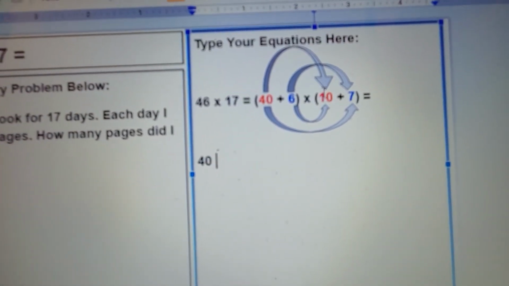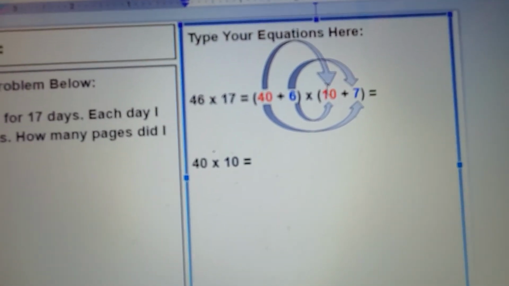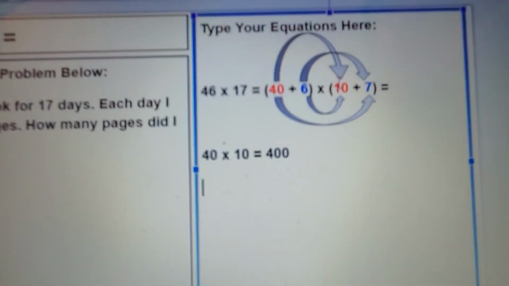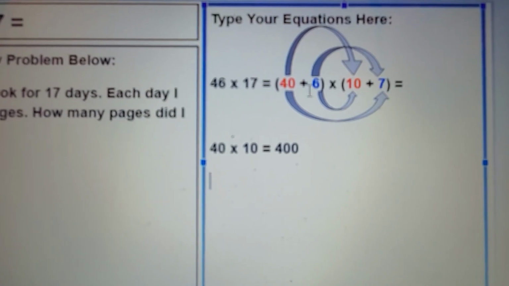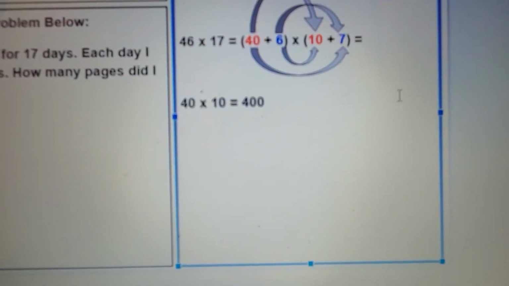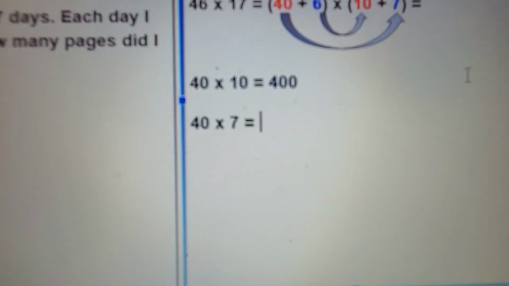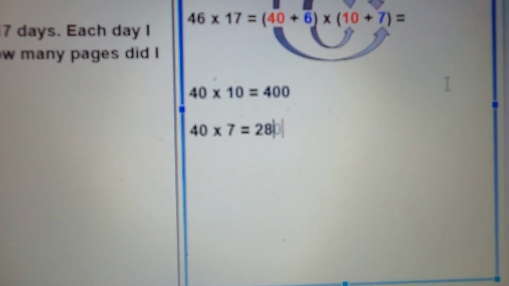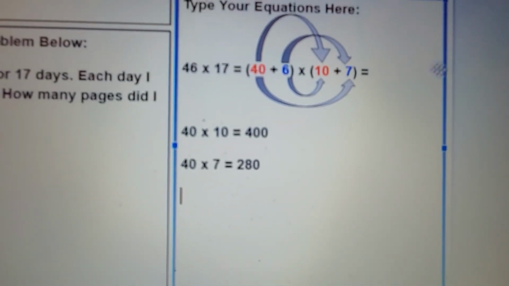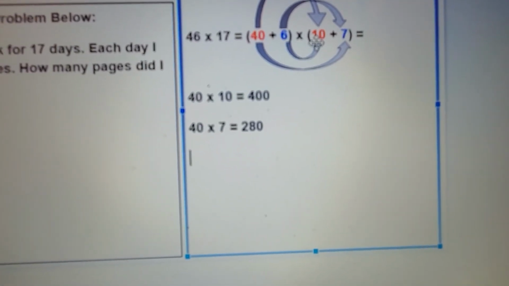40 times 10 equals what? Well, I know 4 times 1 is 4, and I have 2 zeros, so it's 400. Now remember, I have to have 4 equations. Then I'm going to take that same 40 and trace that arrow, and it multiplies to 7. So you have 40 times 7. Well, I know 4 times 7 is 28, so it's 280. Hit enter. Now I have my 6. 6 times 10. Well, I know 6 times 10 is 60.